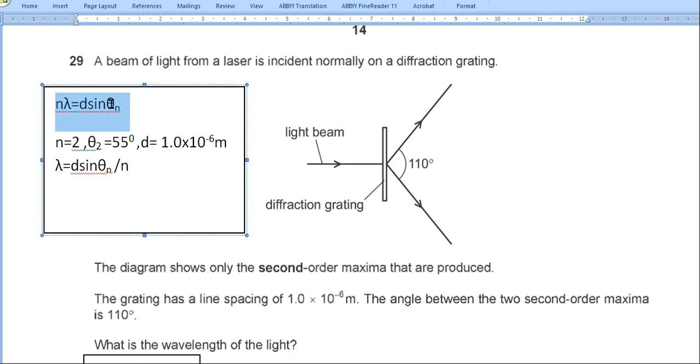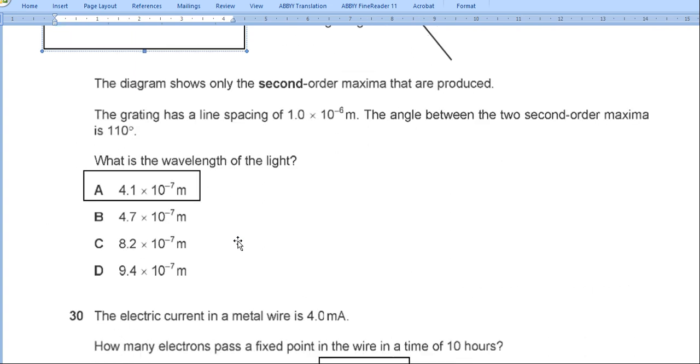So this is the formula for different maxima produced by the laser. Second order means that we should change n to 2. An angle is shown for second order, so the angle from the initial direction is 55 degrees. So rewriting the formula for lambda, we calculate and we get answer A.